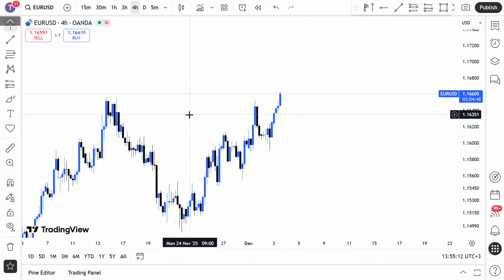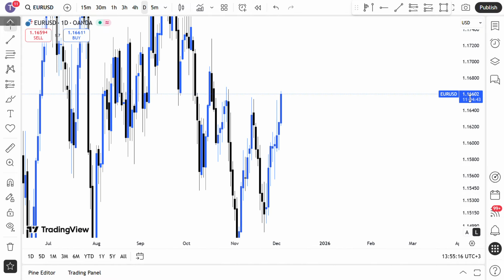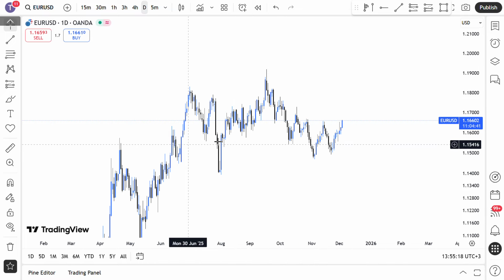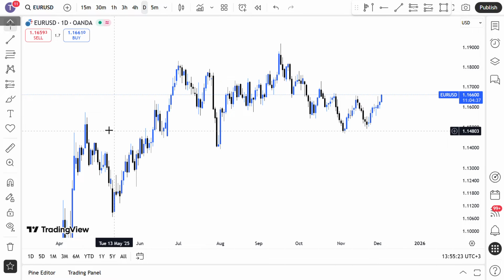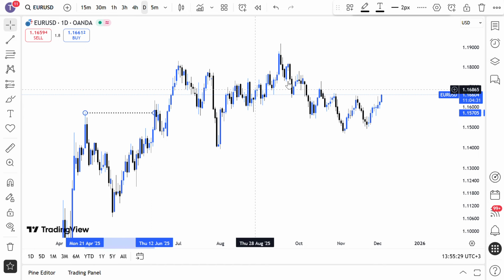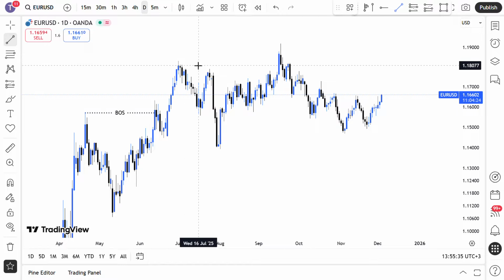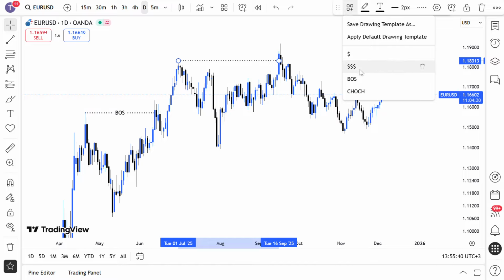I'm going to go straight to the daily time frame so that we can have our general bias. On the daily time frame, Euro USD is bullish. You can see there is a break of structure to the upside, at this point here, and then we also have another break of structure up here, also to the upside.